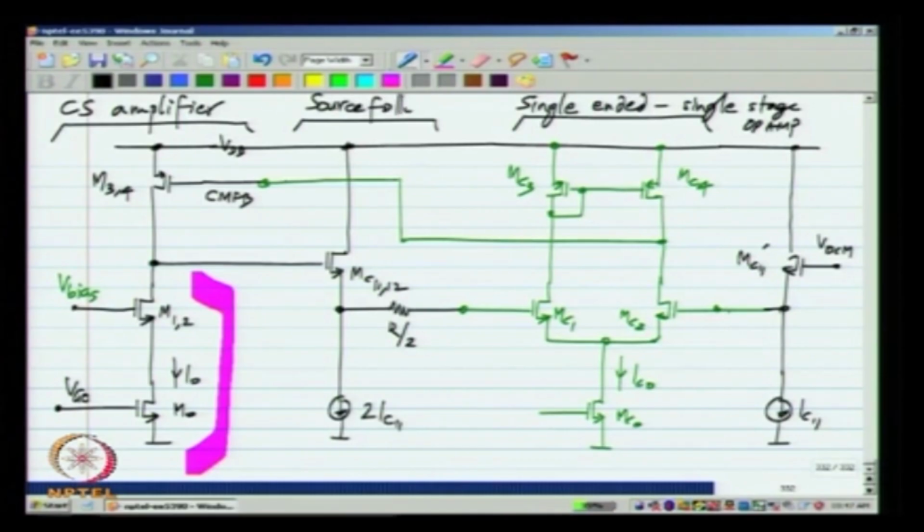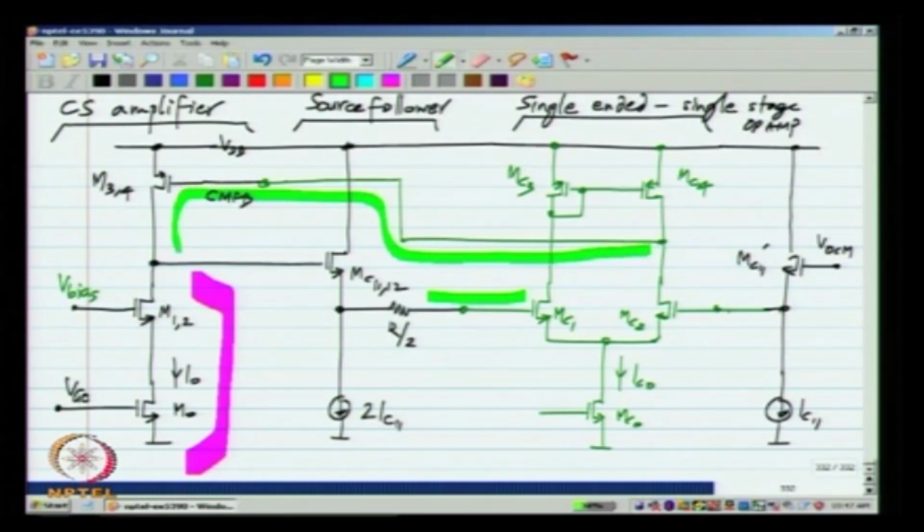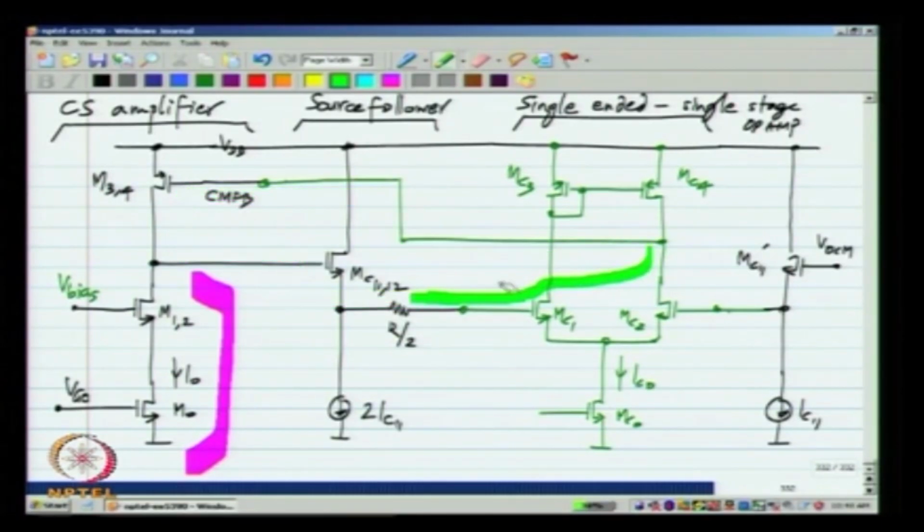So, we have a source follower. So, we have a single ended single stage op amp cascaded with a common source amplifier and a source follower in the feedback loop. The feedback loop goes like this. So, here we have it, and then the output of the single ended single stage op amp is like that, and then the feedback loop gets completed that way. So, that is the feedback loop.